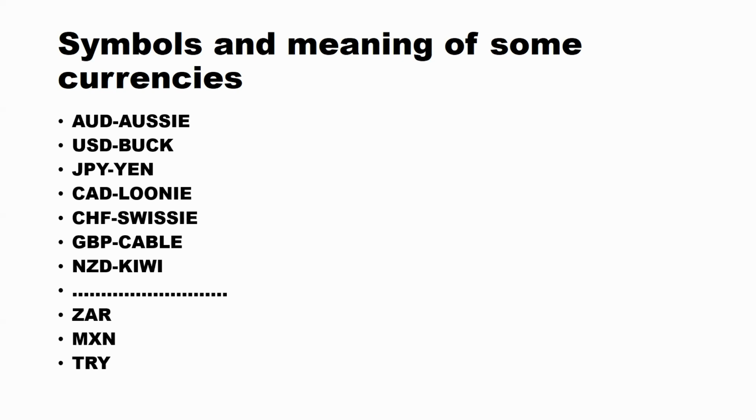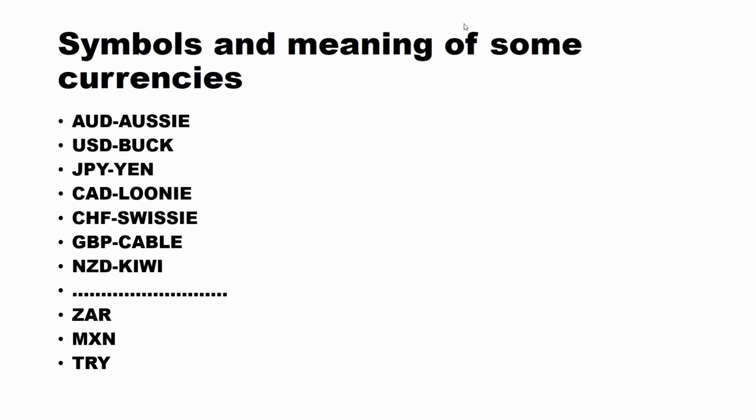It's just that the volumes of them being traded are slightly less compared to the ones we mentioned prior. Now we have the ZAR, which is the South African rand, right? Then we have MXN, which is the Mexican peso, and then we have the TRY, which is the Turkish lira. So these are some of the symbols that you're going to be coming across in the market.